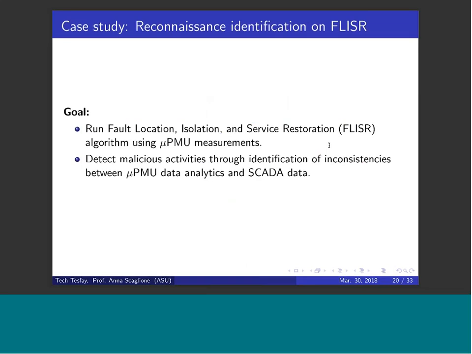And again, for this, as a case study, what we use is the fault location, isolation, and restoration application. So we do use micro PME measurements and run our Fleischer algorithm to detect whether there is an event and whether there is a fault. And given that there is a fault, we also correlate this with the information we get from the SCADA system to say, yes, it's to be expected, and there is a natural phenomenon that caused this fault. Or if there is a mismatch of conclusion between the SCADA and the PMU analysis, we say that that would be a reconnaissance activity.